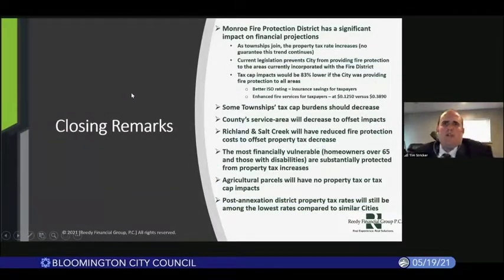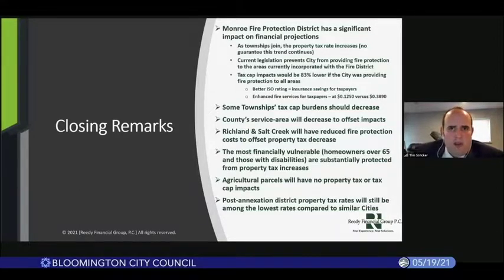So closing remarks, Monroe Fire Protection District does have a significant impact on financial projections. Every time, at least historically, that multiple townships join, the property tax rate has increased. There's no guarantee this will continue, but there's no guarantee it won't continue.